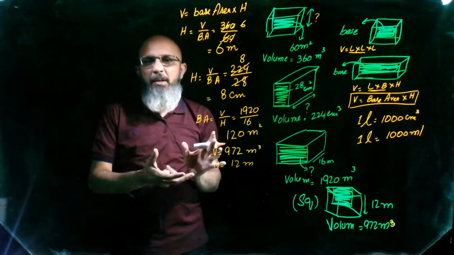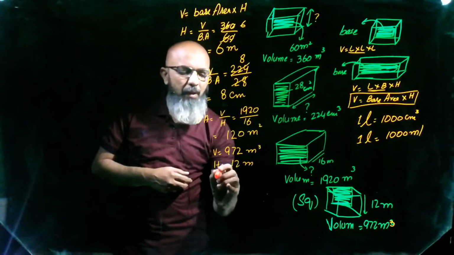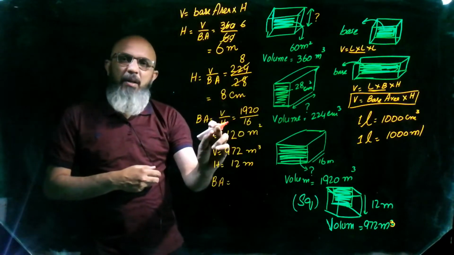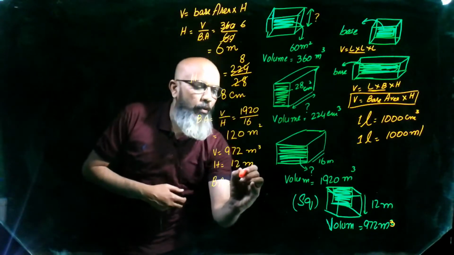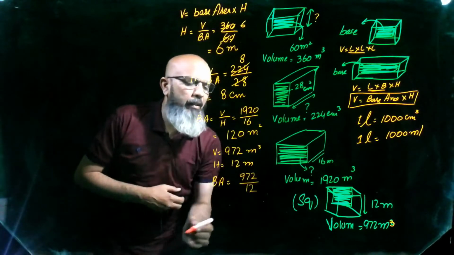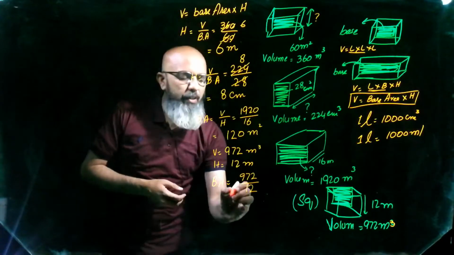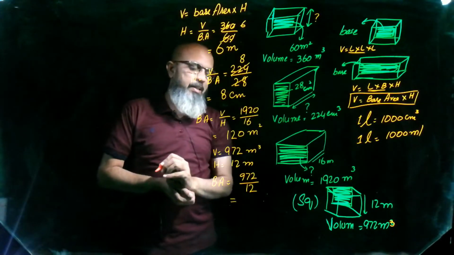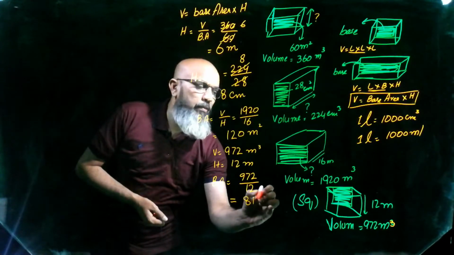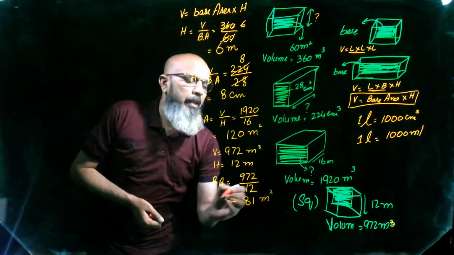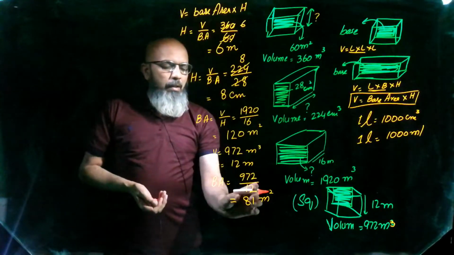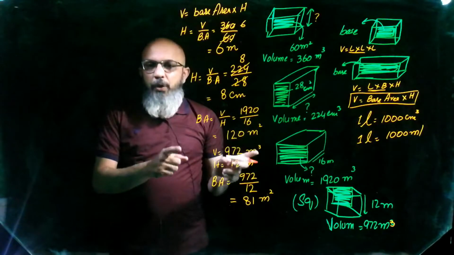So if I want to find base area, what will you do? Base area is equal to volume divided by height. So what is your volume? Your volume is 972 divided by the given height, that is 12. So what is your base area? You can find 12 8s are 96 and 12 1s are 12, and the unit of area is square. So 81 meter square, that is the base area of a square base.